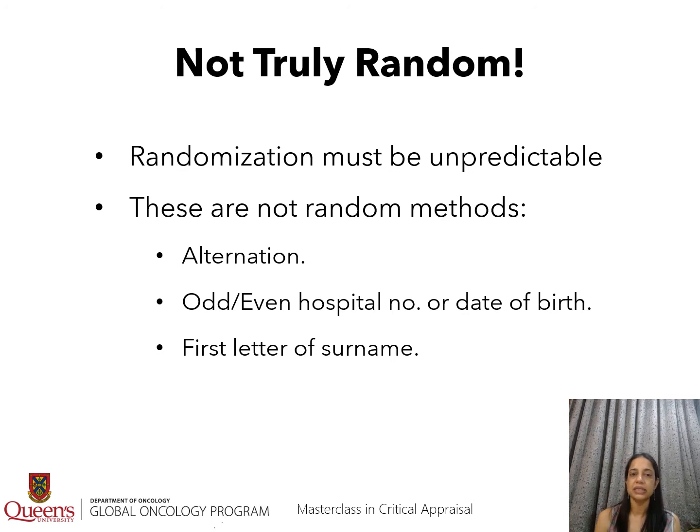Some techniques such as alternation, using odd or even hospital numbers, using dates of birth, or the first letter of the surname appear to be random. But randomization must be unpredictable, and therefore these are not truly random methods and should not be adopted.